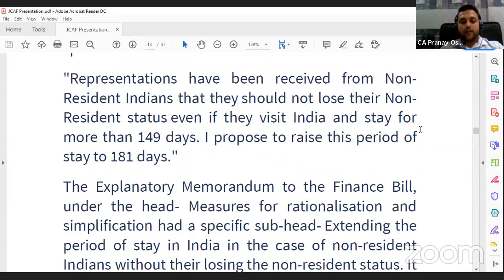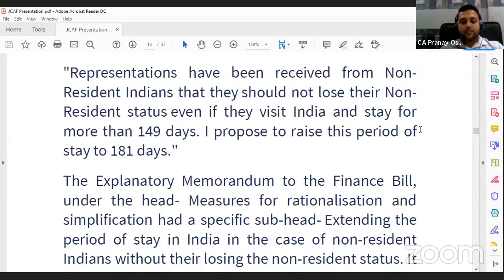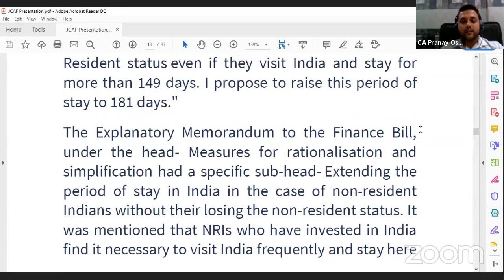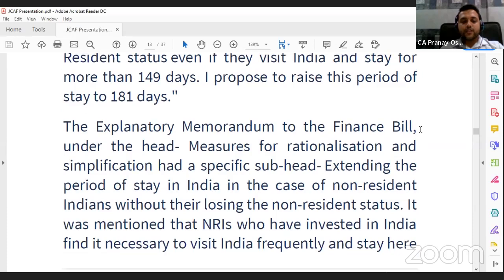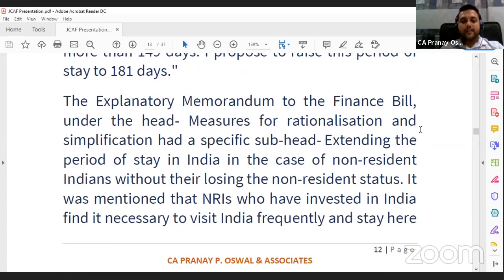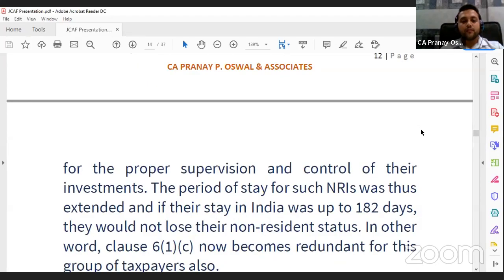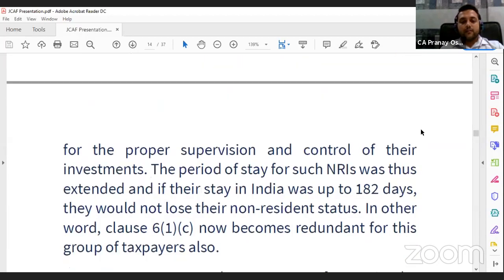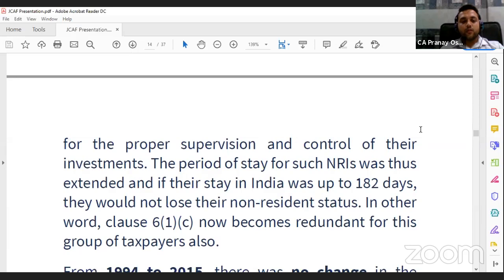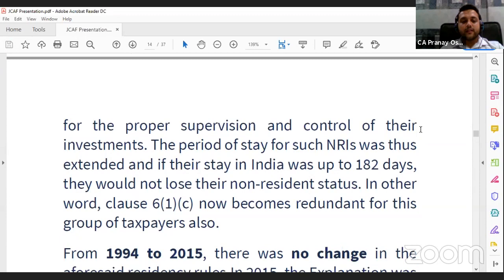The explanatory memorandum to the finance bill, under the head Measures for Rationalization and Simplification, had a specific subhead: extending the period of stay in India in case of non-resident Indians without losing their non-resident status. It was mentioned that NRIs who have invested in India find it necessary to visit India frequently and stay here for the proper supervision and control of their investment. The period of stay for such NRIs was thus extended, and if their stay in India was up to 180 days, they would not lose their non-resident status. In other words, clause 6(1)(c) now becomes redundant for this group of taxpayers also.